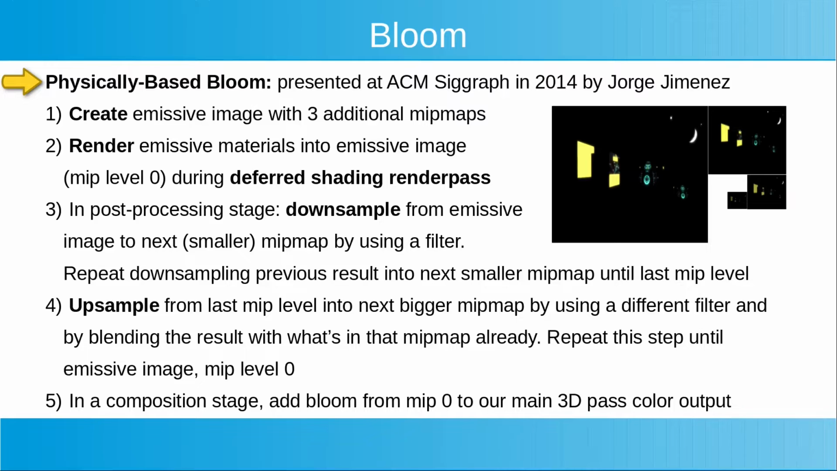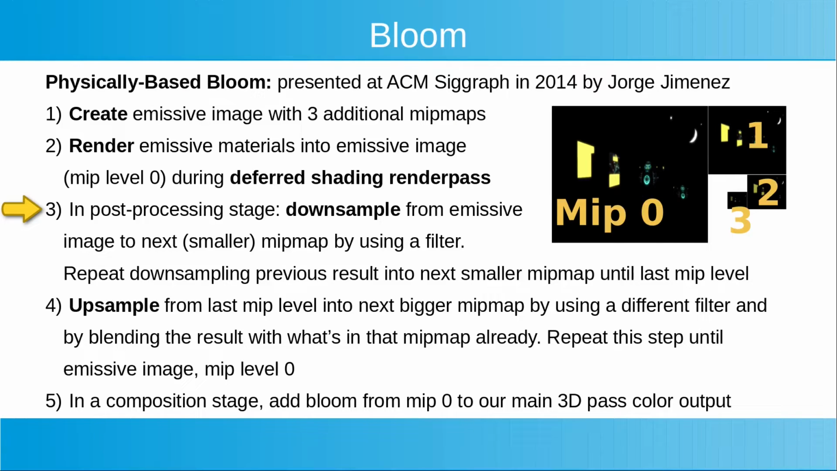In theory, it's quite easy. First, we create an emissive image, which is MIP level 0, with 3 additional mipmaps. Each mipmap has half the dimensions of the previous MIP level. Feel free to experiment with the number of mipmaps. Second, we're going to render all emissive materials into the emissive image during the deferred shading render pass. So MIP level 0 of our emissive image is part of the G buffer.